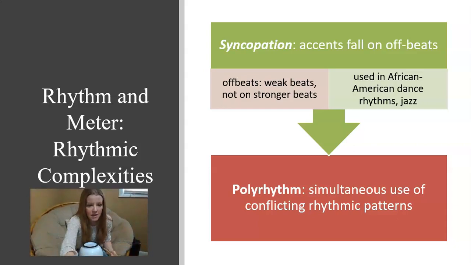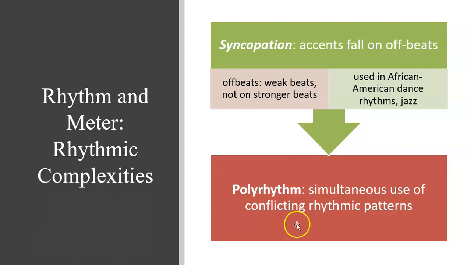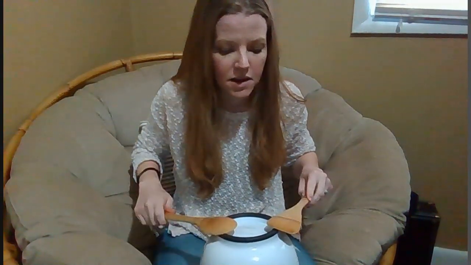Okay, so the first one that we have is duple meter. Duple meter, remember, is one strong downbeat and then a weak beat. And it is repeated over and over at the same speed. Okay, so it would sound like this. 1, 2, 1, 2. Okay? Does that make sense?